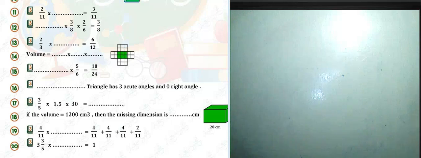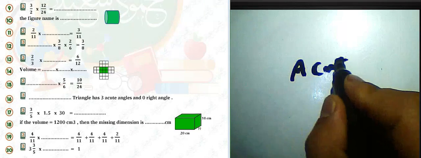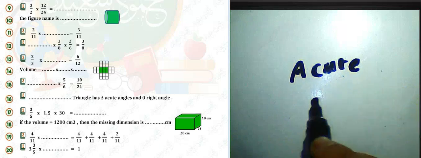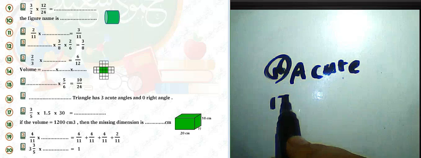Question 16. The space triangle has 3 acute angles and 0 right angles. We call it the acute angle triangle. Right, acute triangle. Okay, question 16, acute triangle.